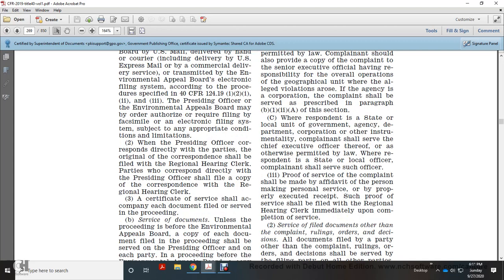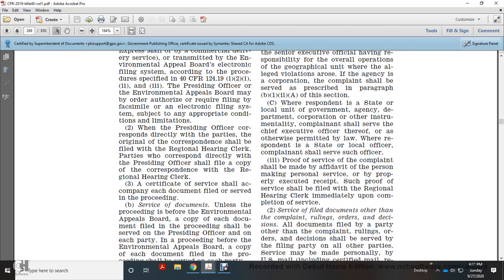Proof of service of the complaint shall be made by the affidavit of the person making personal service, or by a properly executed receipt or return. Such proof of service shall be filed with the Regional Hearing Clerk immediately upon completion of service.